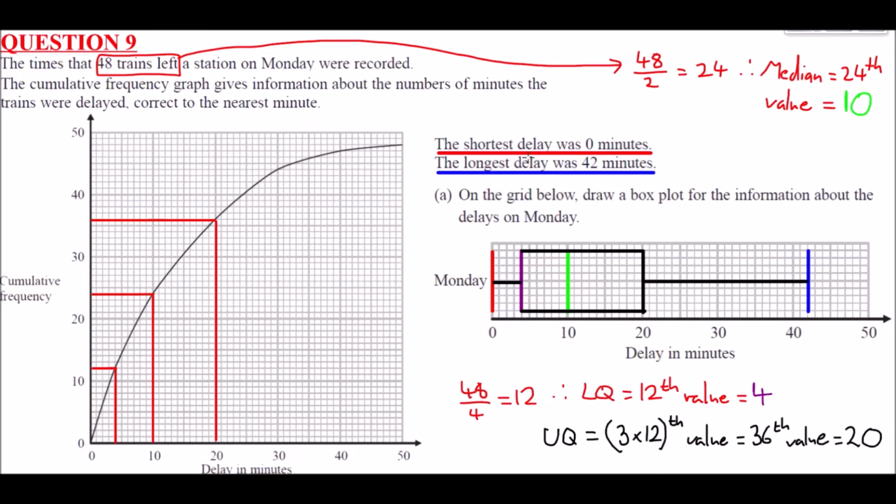So red, shortest delay. Purple here, lower quartile. Green, the line through the bar, is the median. Black line for the upper quartile. The blue line at the very end for the maximum value.